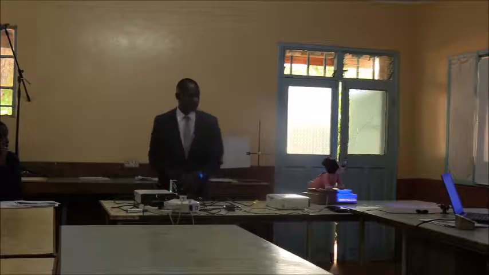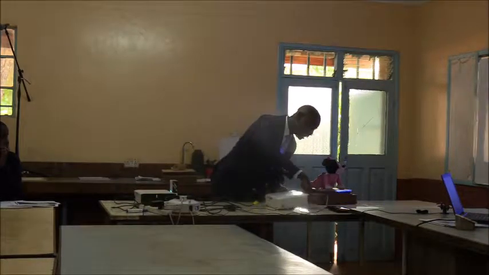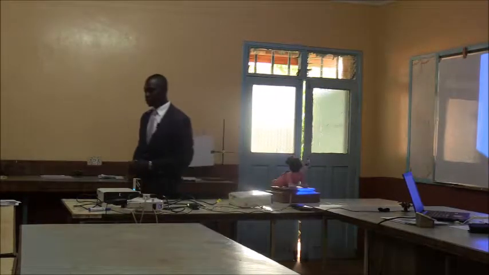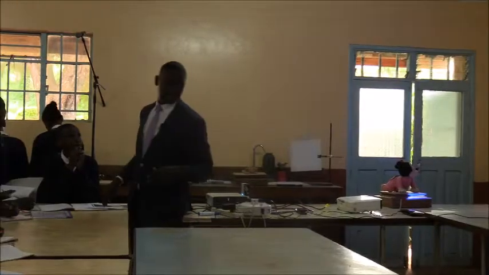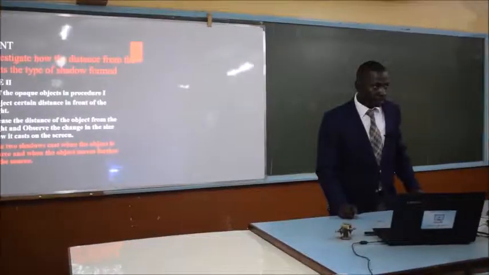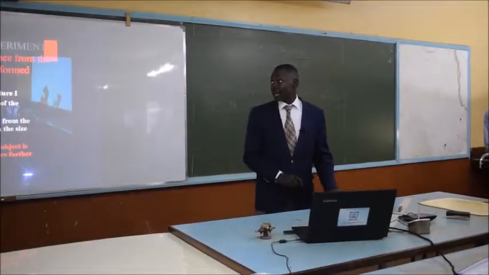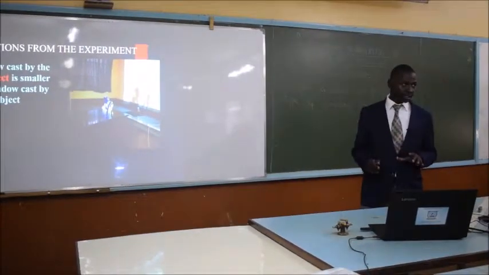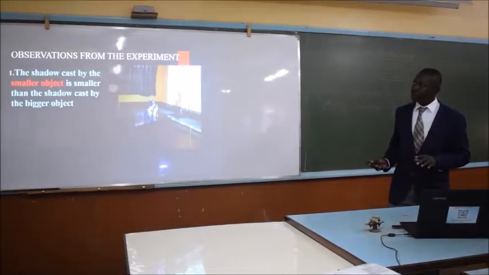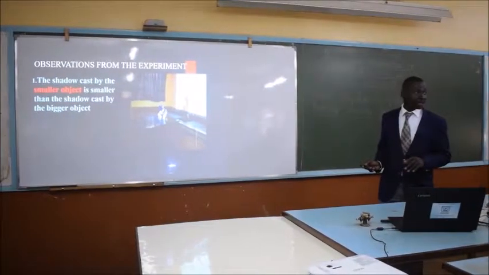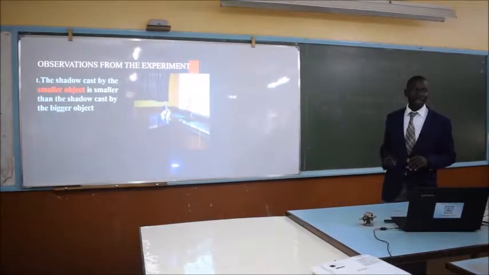And therefore, from that simple demonstration, let us further see what we have learned today about the factors and how the shadow changes. From the first observation we made, when we have different sizes of the opaque objects, we can see clearly on this board that the shadow that is cast by a bigger object is much bigger than the shadow that is cast by a smaller object.